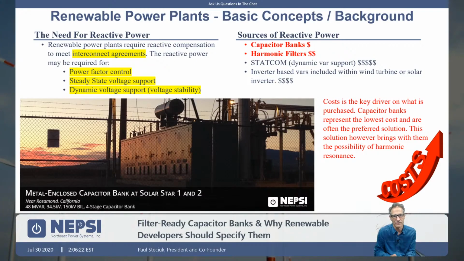And then sometimes the inverter can be designed to actually put out reactive power. And in that case, it's a potential that the capacitor banks would not be required. There obviously is cost associated with each of these solutions, and capacitor banks happen to be the least costly option. So it is oftentimes a preferred option because we're looking to reduce costs on the overall project. So that's a key driver to what gets chosen.